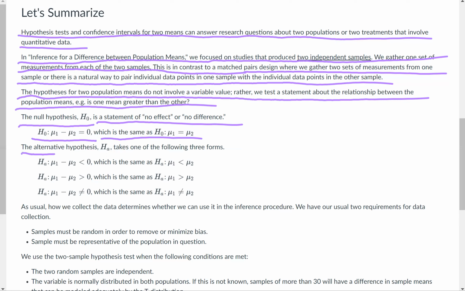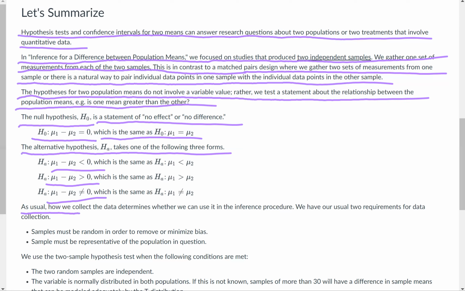On the other hand, the alternative hypothesis takes the form of one of the following: either that the difference between the two population means is negative, or less than 0, or the difference between the two population means is greater than 0, or positive, or that the difference between them is just not equal to 0, which means it could be negative or could be positive.